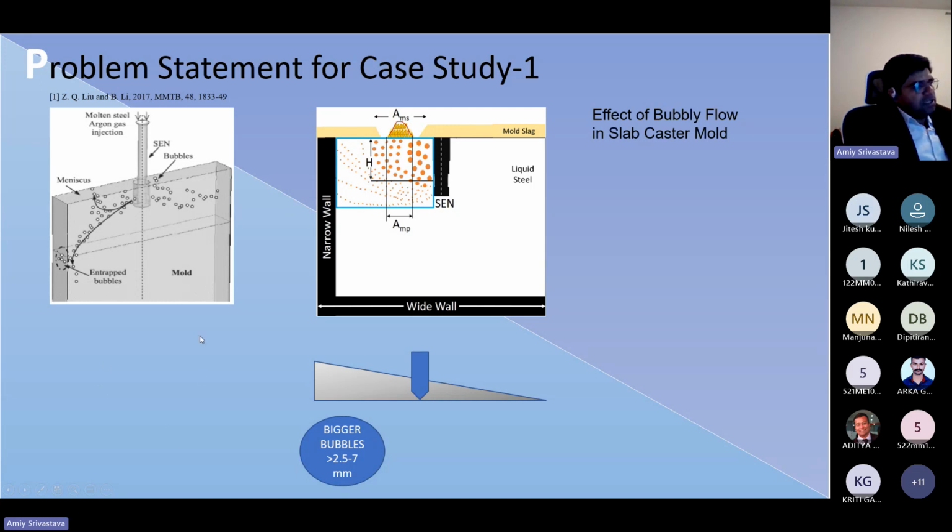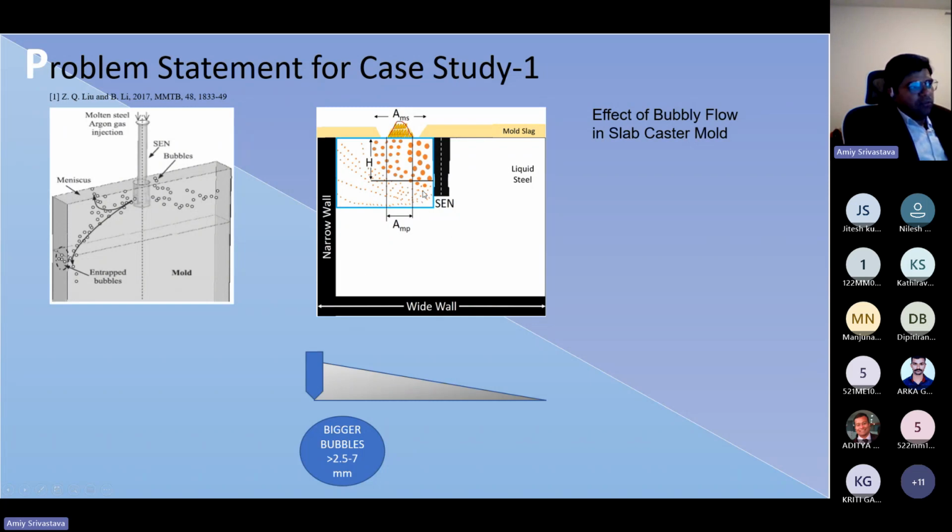Yeah, so these bubbles are entrapped, and they can create a lot of quality issues like blister, pencil pipe, all these things. So what happens here? I have made a kind of animation for you guys to understand. When we produce bigger bubbles, those bigger bubbles can be of 2.5 mm to 7 mm. Those bubbles are less likely to reach the narrow wall of the mold.